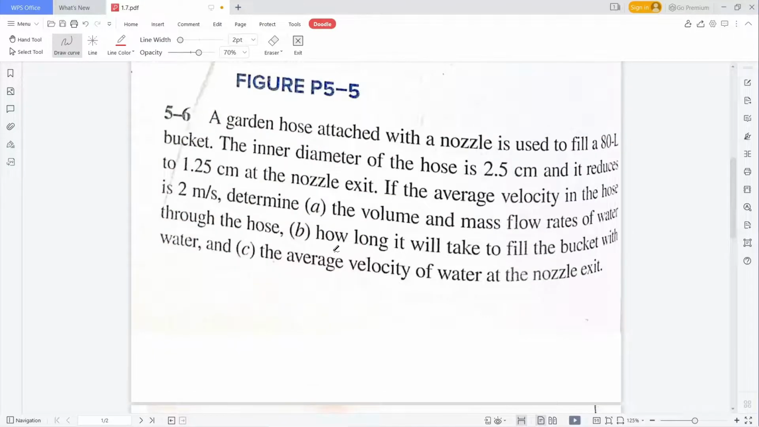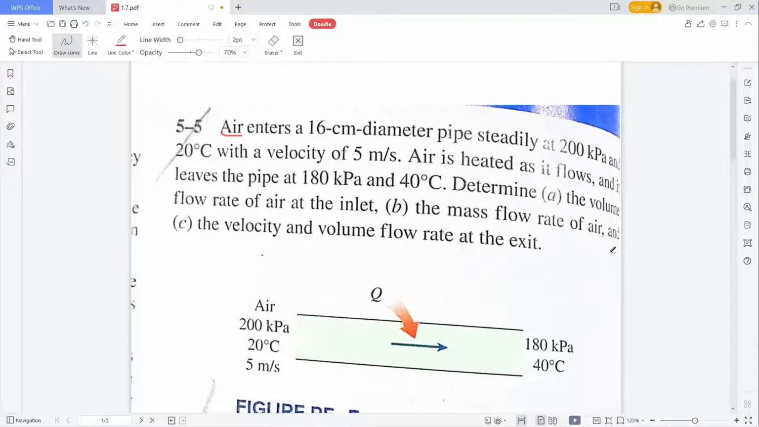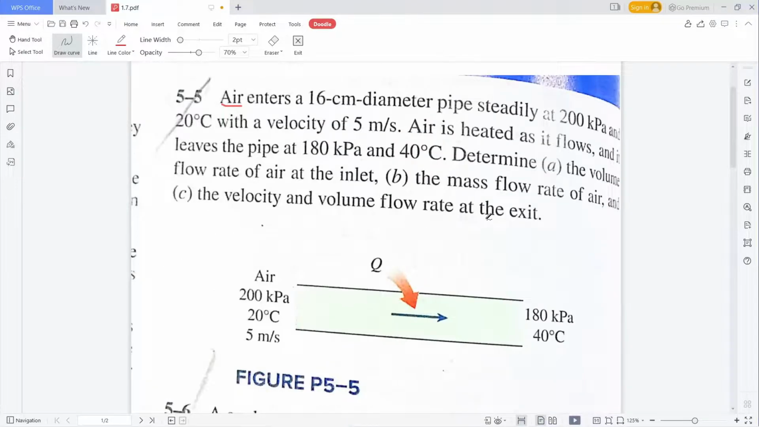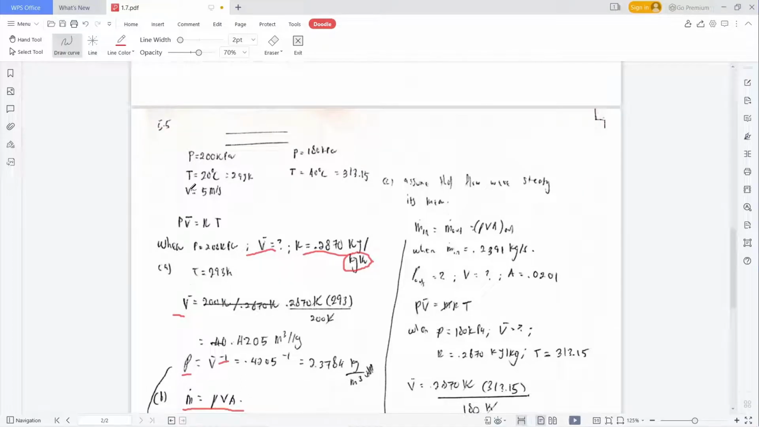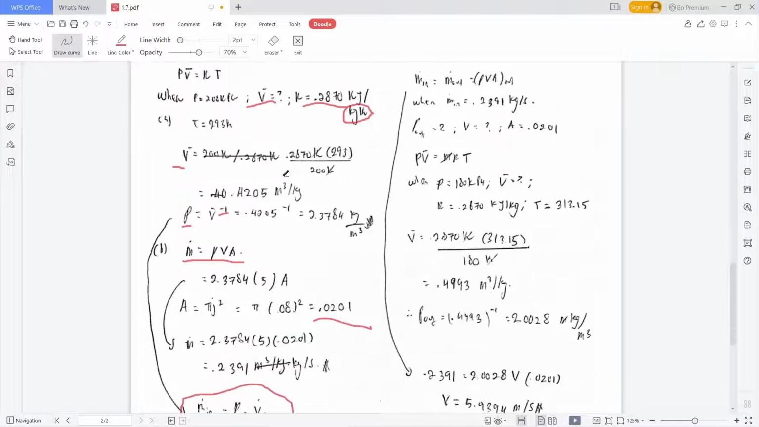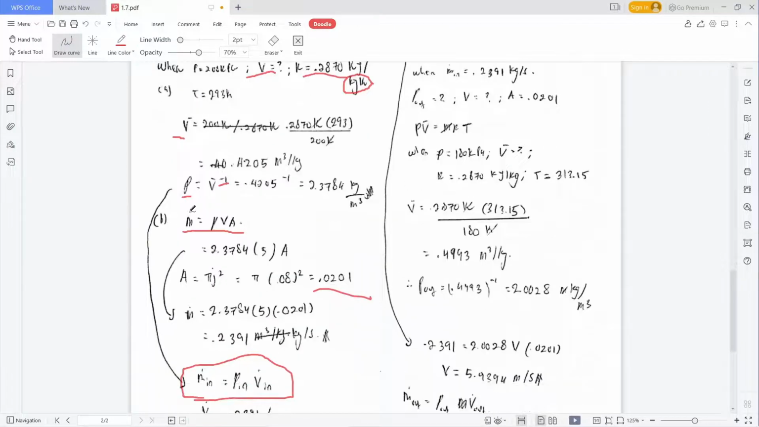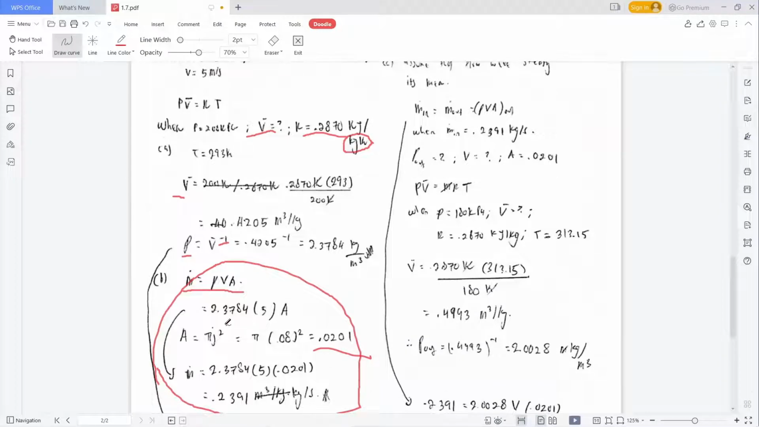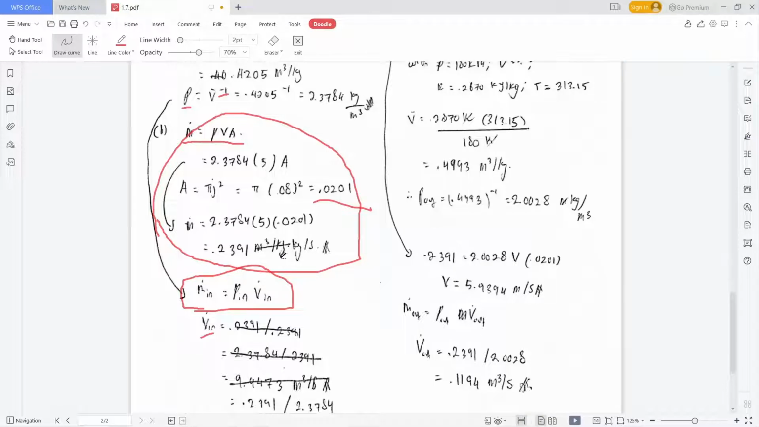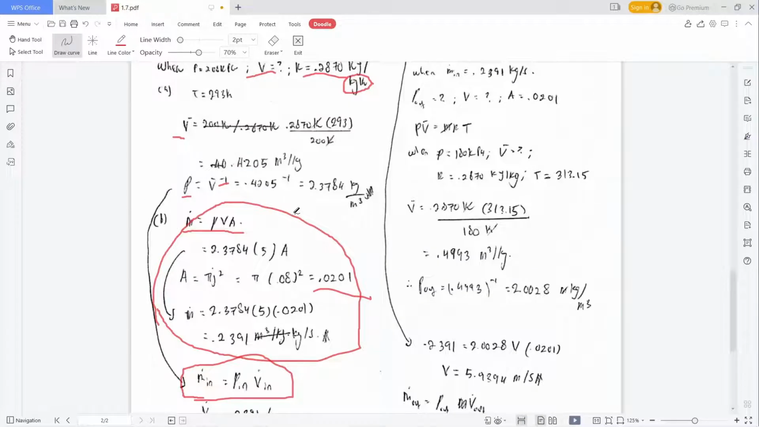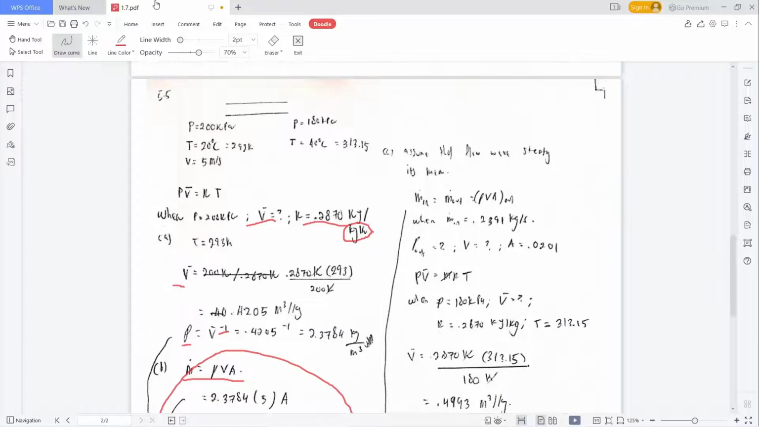Question B, we already discussed it: the mass flow rate of the air. It doesn't matter if you want to make the analysis at the inlet or outlet, since we assume the device is in steady flow, so the mass flow rate will be the same. In this step, I'm choosing the inlet as my point of analysis. So we get 0.2391 kg per second. So that is the mass flow rate.